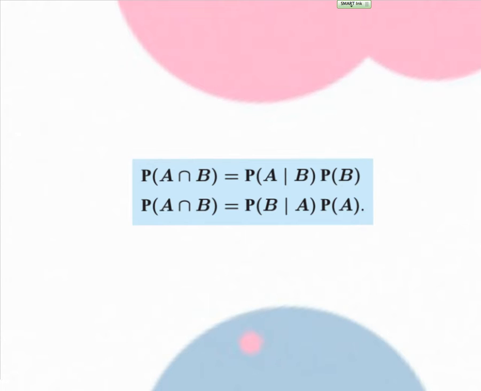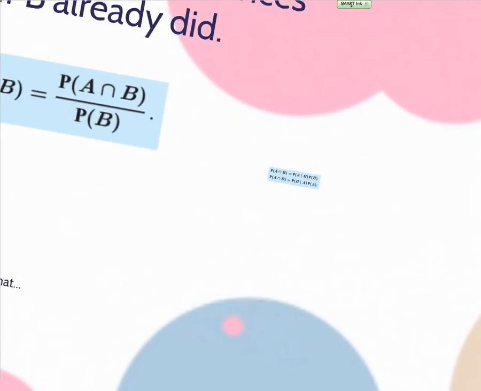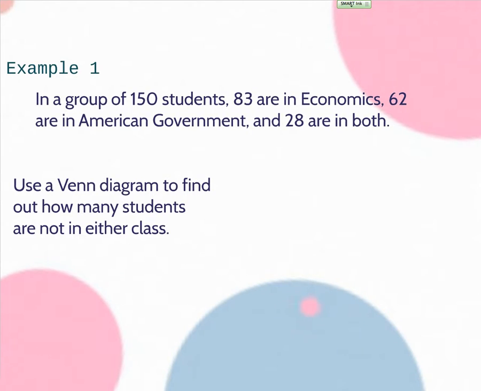So a lot of equations, I'm going to talk more about them at the end of the notes. What we're going to do next is get to an example where you can either use equations for some of them or you don't have to. So in a group of 150 students, 83 are in economics, 62 are in American government, and 28 are in both.